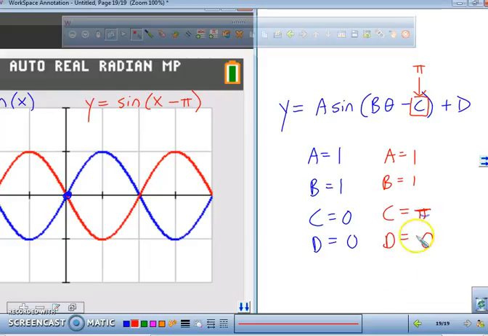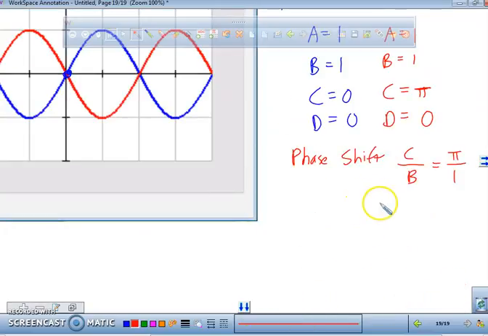So basically, there is a formula for phase shift. Here's your phase shift formula. In this equation, your phase shift is your c value over your b value. Well, what was our c value? Pi. What was our b value? 1. So in this particular case, what was our phase shift equal to? Pi.